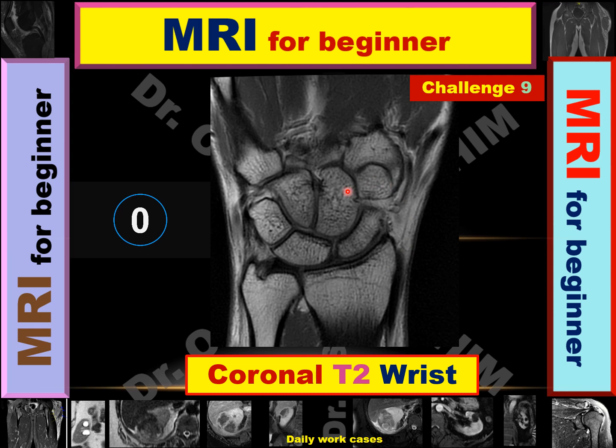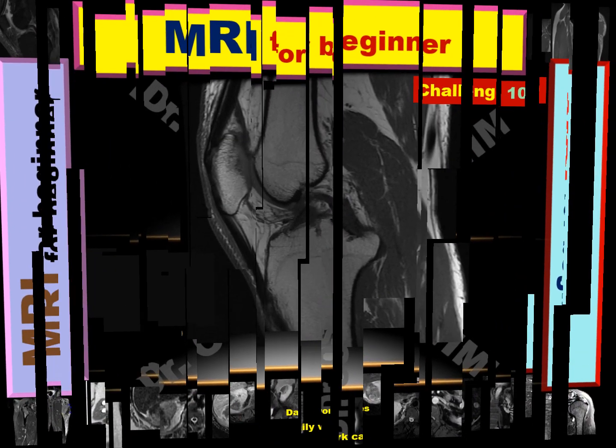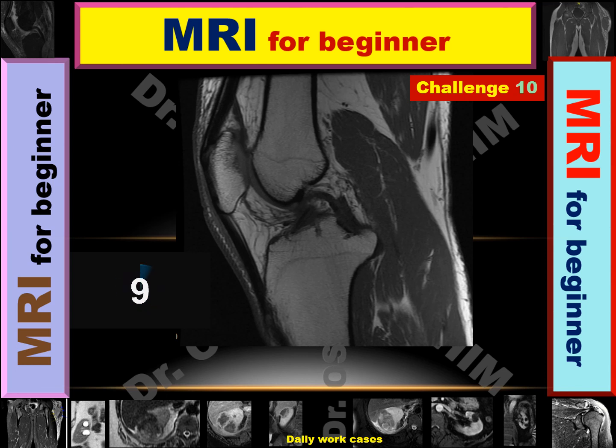This is the coronal imaging for the wrist joint, and this is T2 because the fluids in the articular cartilage appeared bright and also subcutaneous fats appeared bright. So this is coronal T2 for the wrist joint. Challenge 10.